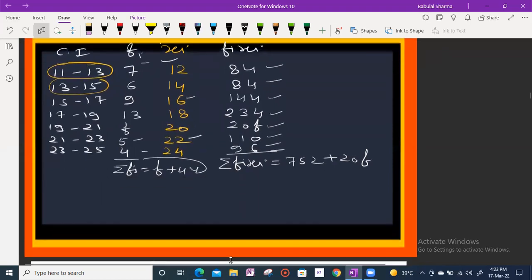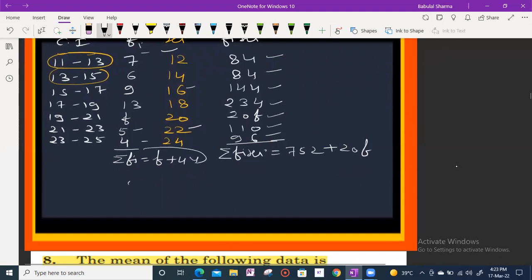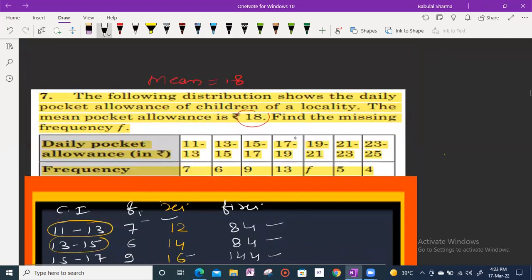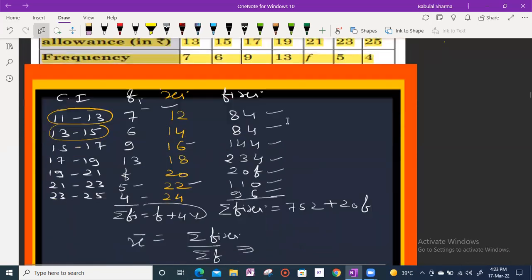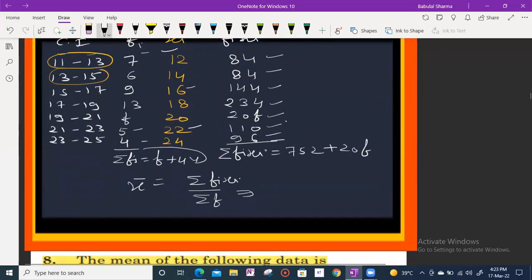Now, what is the formula for the mean? We know that the mean is given by the sum of all f into x divided by the sum of f. Further, the mean is already given, that is 18. So in place of x bar, we put 18 here. That is 752 plus 20f upon f plus 44.